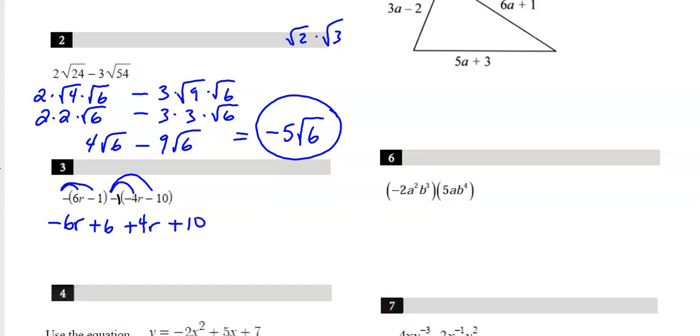Now I gather up my like terms. I have negative 6r, positive 4r. That's 2 positive r's. And then my constants, that's a plus 16. Can't go any further. I've pretty much put everything together that I can put together there.